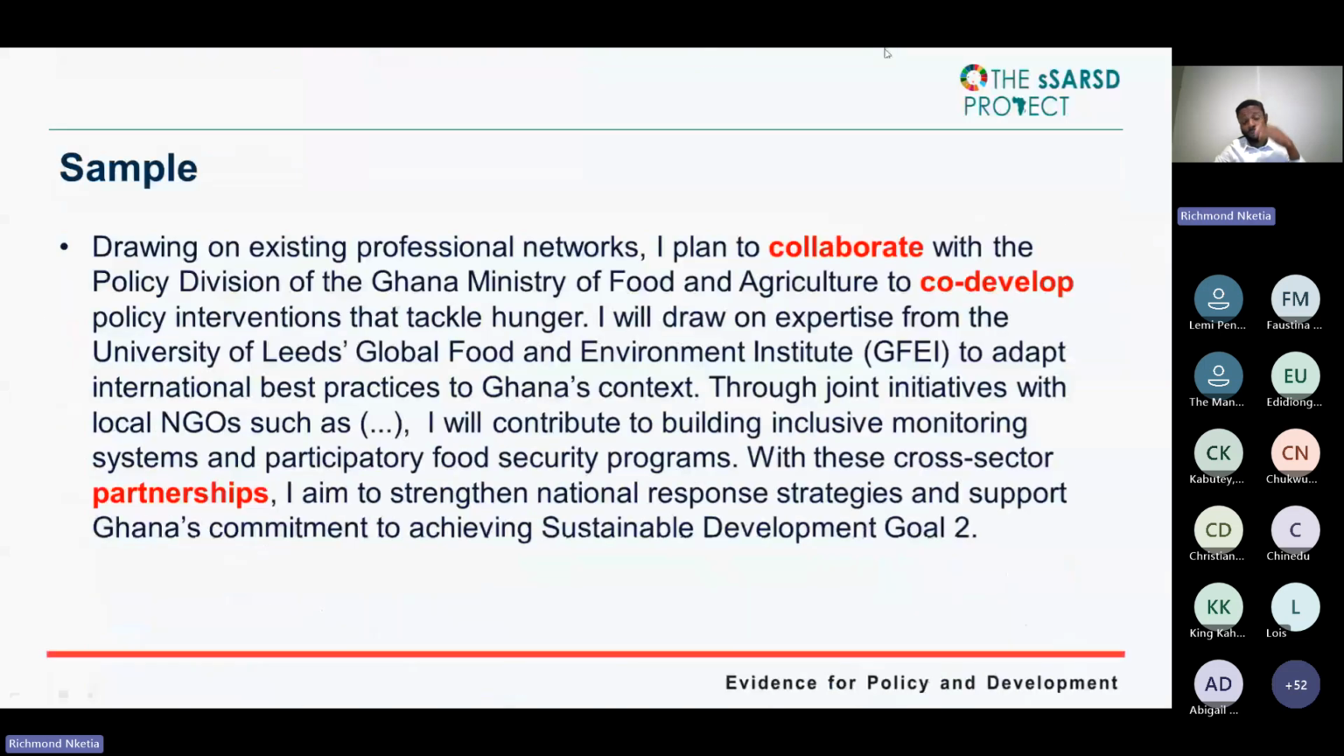So there's a sample. Drawing on existing professional networks, you see how I started. I didn't just say I plan to collaborate. Yes, I could just go straight away and say I plan to collaborate with, which is fine. But I want the one reading my essays to appreciate the fact that I have existing networks with people who matter in addressing this issue.